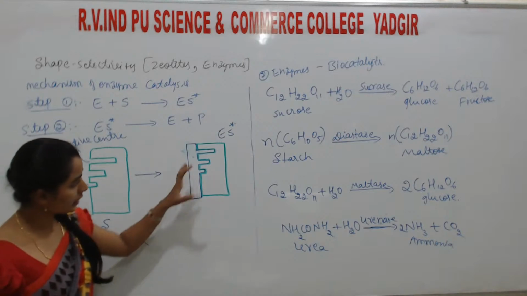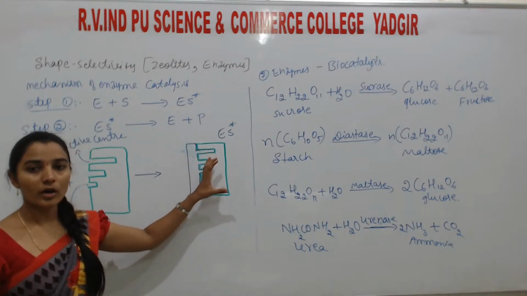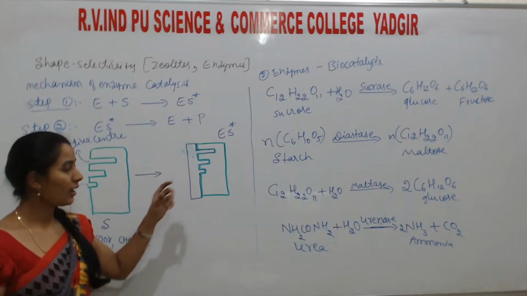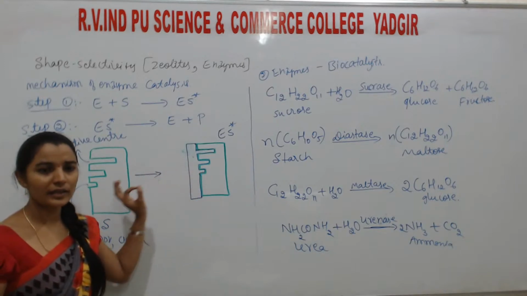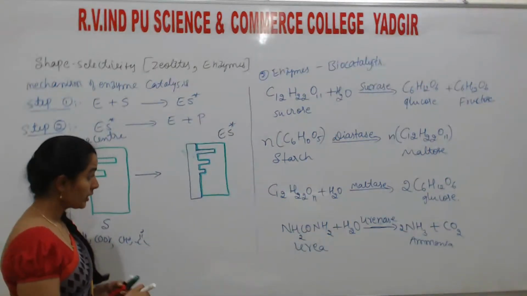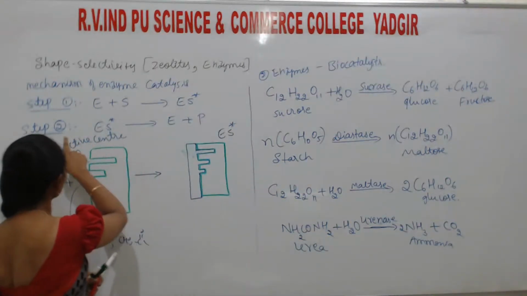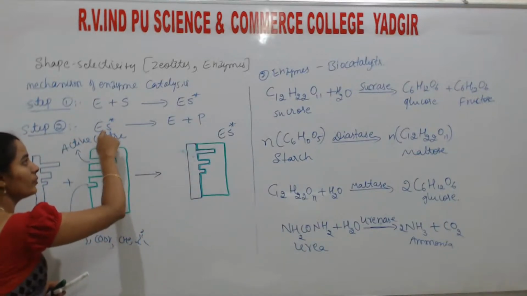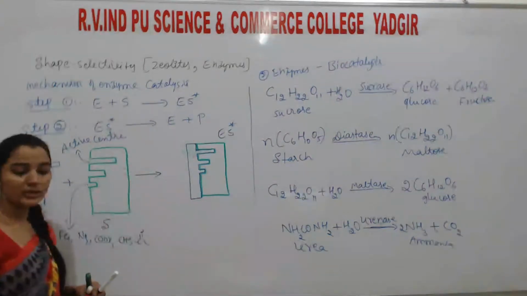Understand? It looks exactly like a key and lock structure. Lock, you know that? Key and lock. Exactly like a lock. Okay? So the next one is the decomposition. The second step is the decomposition. This activated complex decomposes to give enzyme as well as product.